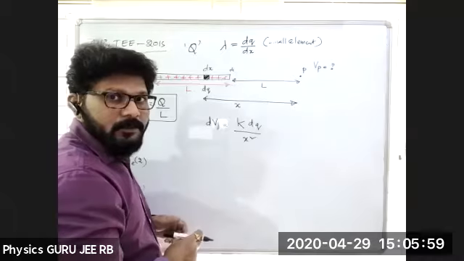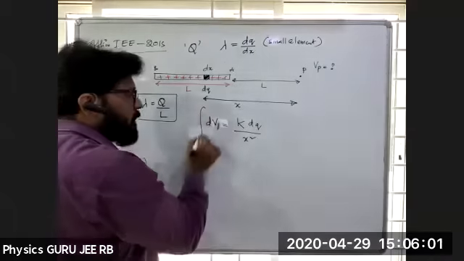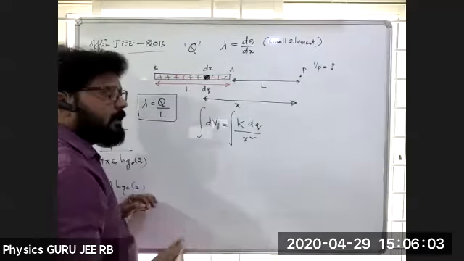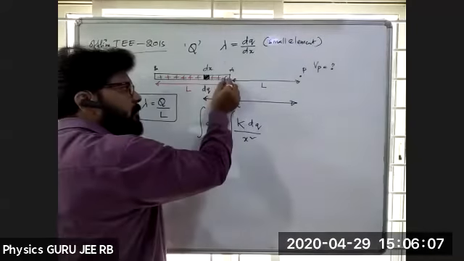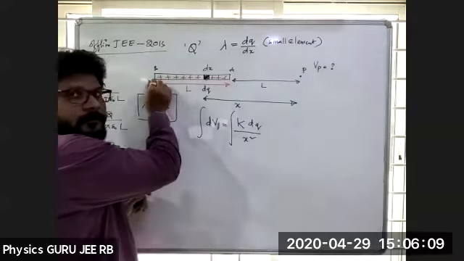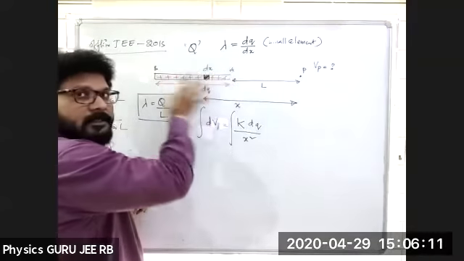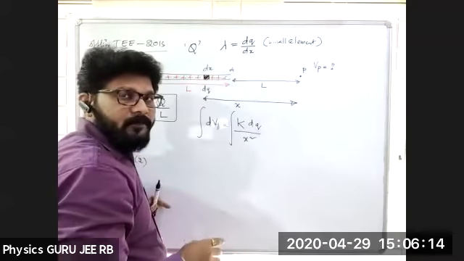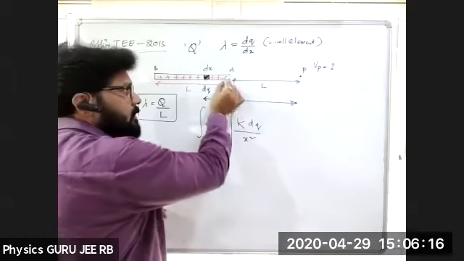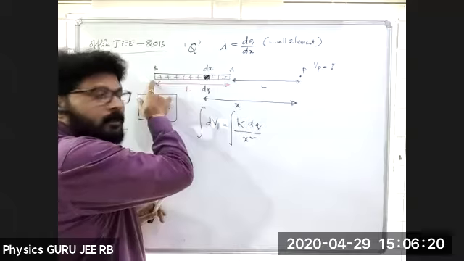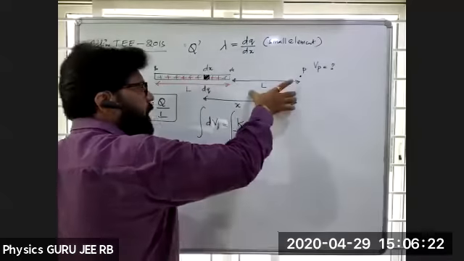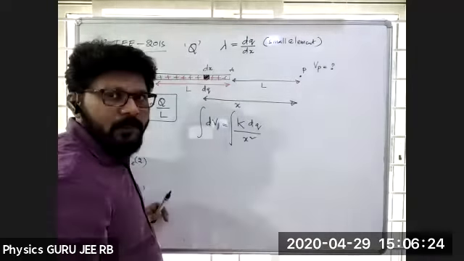If I want the total, just integrate. Integration from where to where? I can cut the elements from starting to ending. Same problem we'll discuss in electric field intensity. I can start at A and end at the end point of this rod. That means the total length will be L plus L, how much is it? 2L. Yes or no?